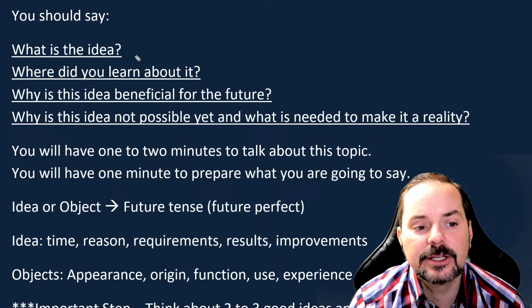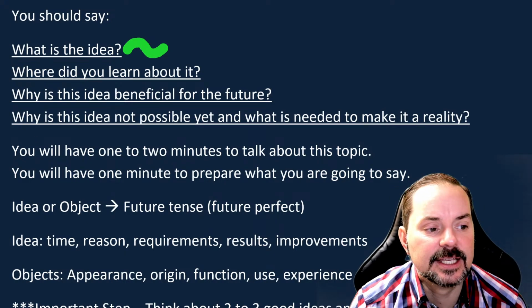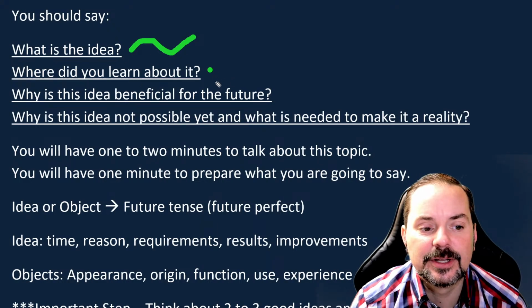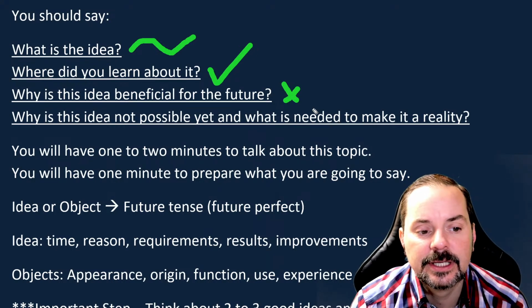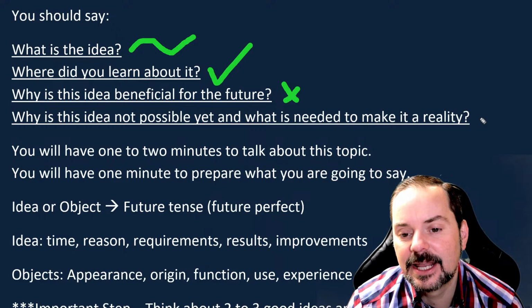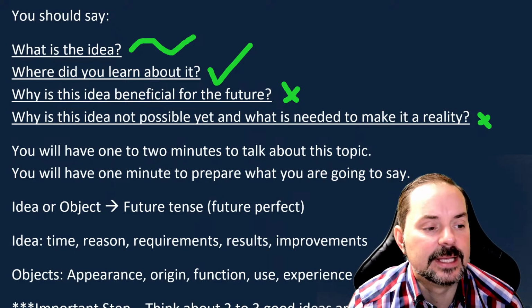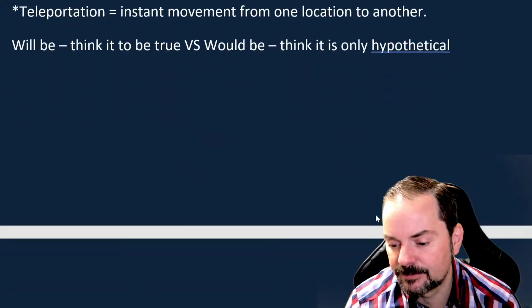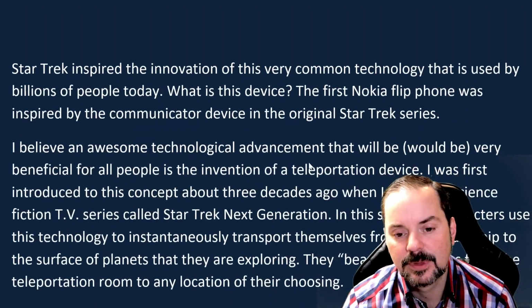We've talked a little bit about what is this idea. Where did you learn about it? Definitely. Why is this idea beneficial for the future? Not really. Why is this idea not possible yet? And what is needed to make it a reality? Okay. So logically, right? Think about your audience.